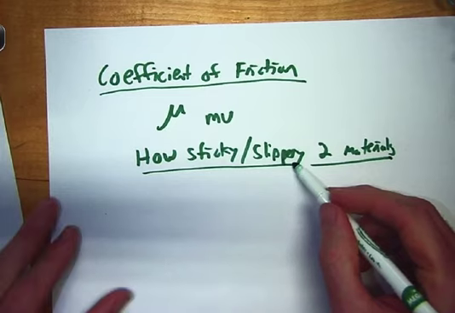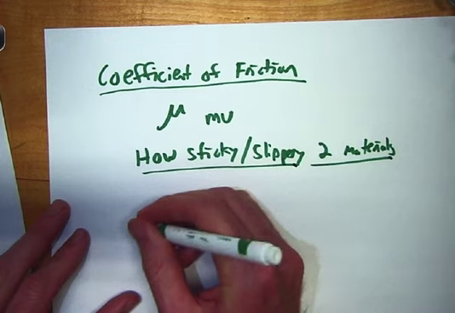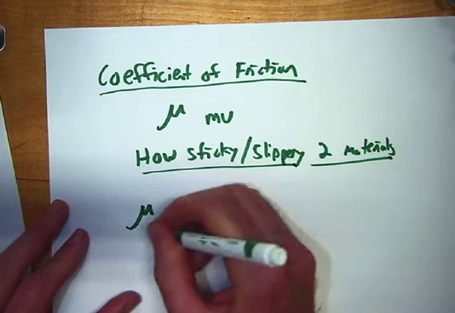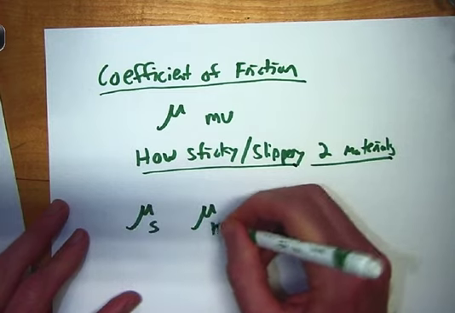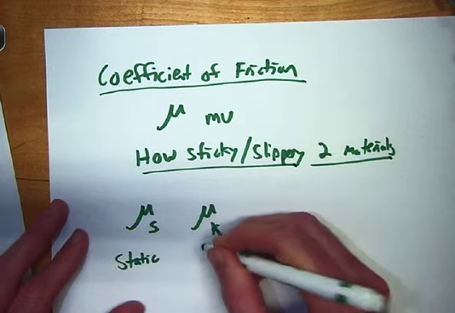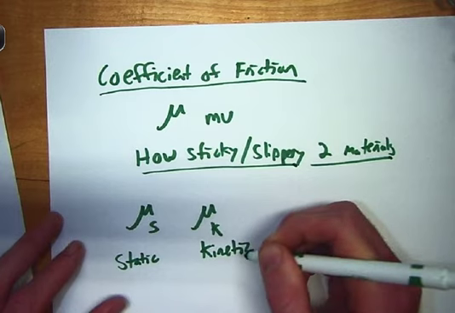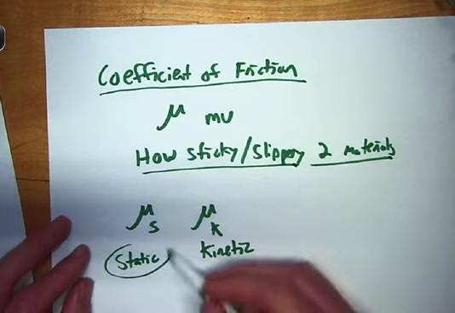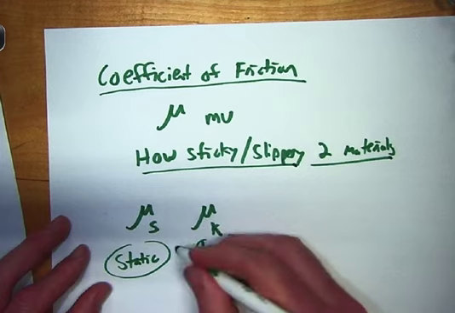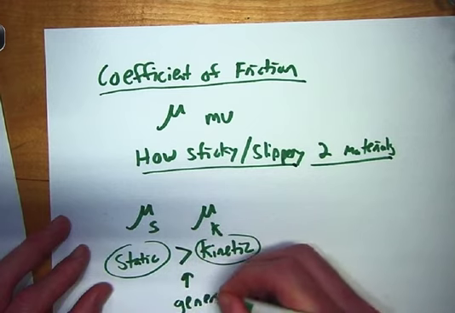There's a definition for how you can find coefficient of friction. First of all, I want to mention that there's actually two coefficients of friction. There's a mu s and there's a mu k. And of course, this is going to be a static coefficient of friction, and this is going to be a kinetic coefficient of friction. Usually, the static is going to be more than the kinetic. So generally, you have this kind of situation.